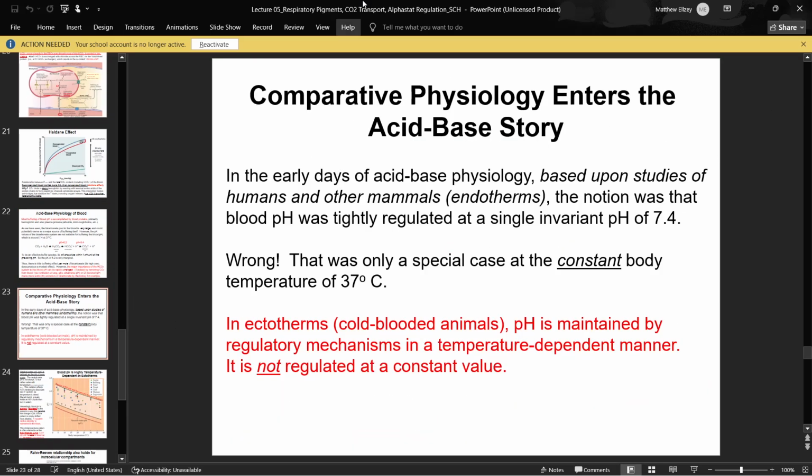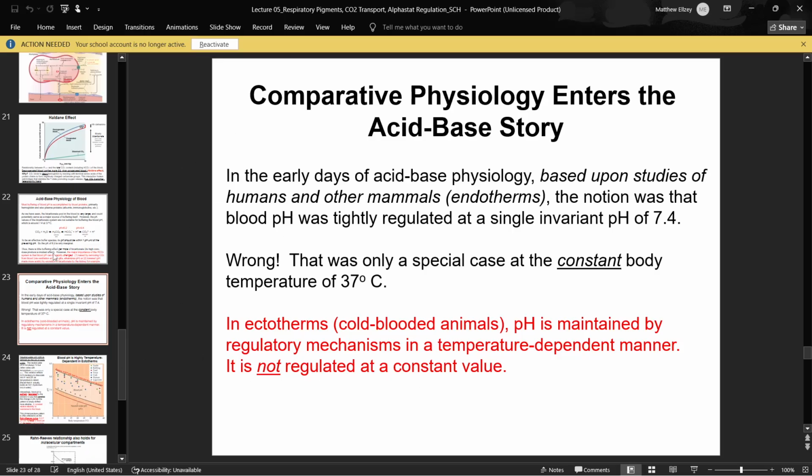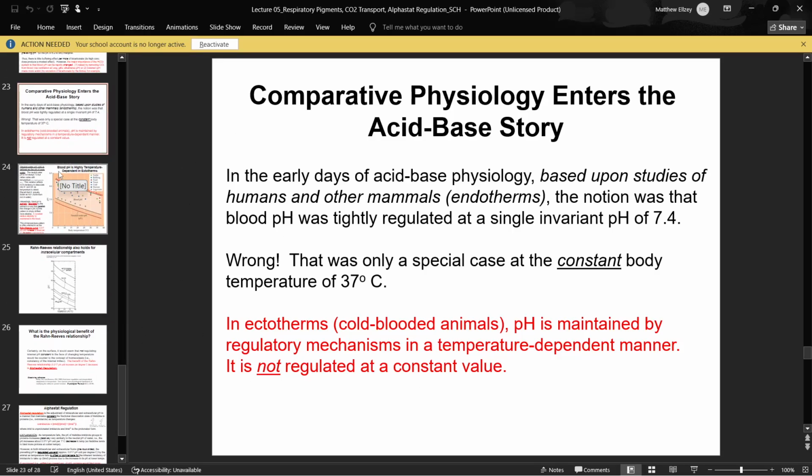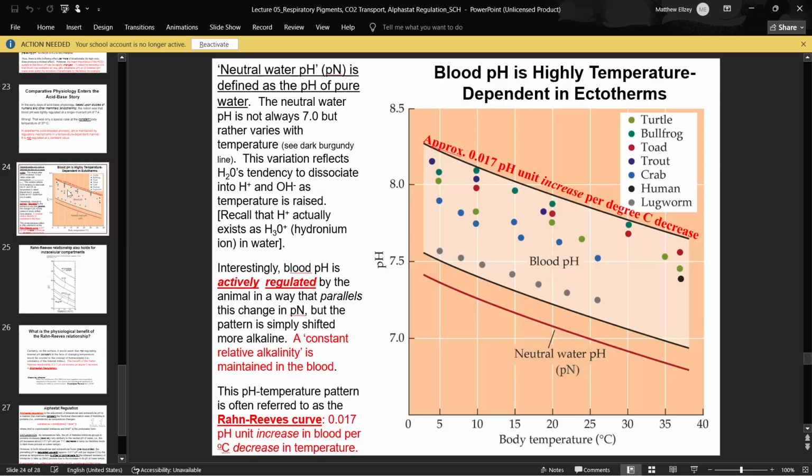Okay, and this brings us into this thought process that in the early days of physiology, studies showed that there was a tightly regulated pH of blood around 7.4, and this is just a special case for constant body temperatures. In ectotherms, or cold-blooded animals, the pH is maintained by a regulatory mechanism in a temperature-dependent manner. So it's not regulated at a constant value. And this does get a bit confusing, at least to me sometimes, but let's just get into it, all right? Blood pH is highly temperature-dependent in ectotherms.